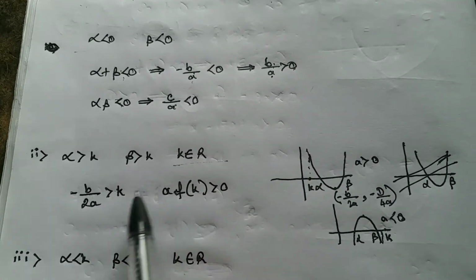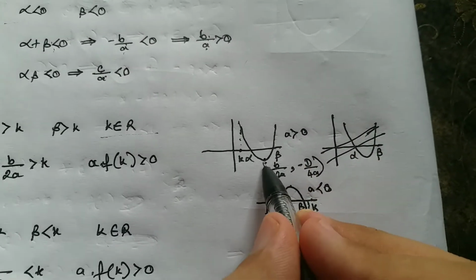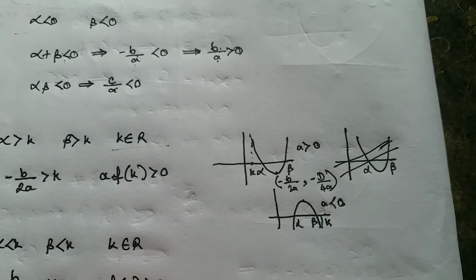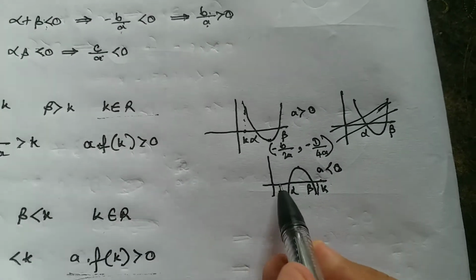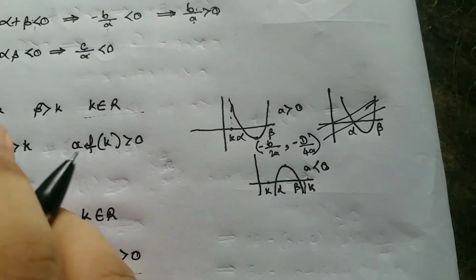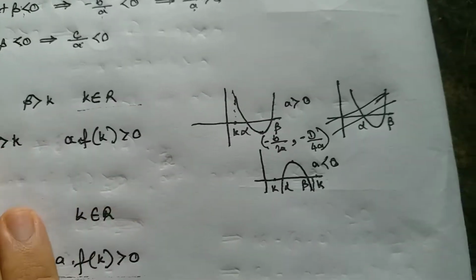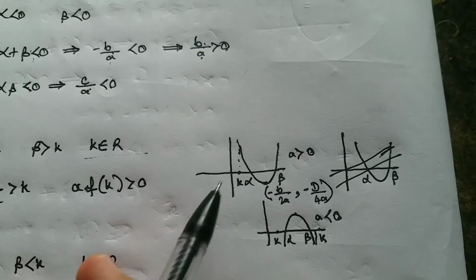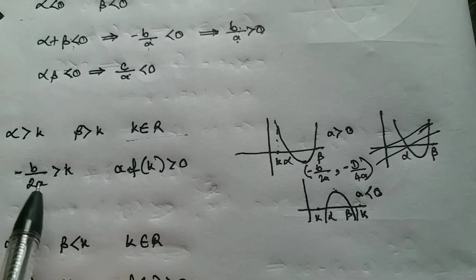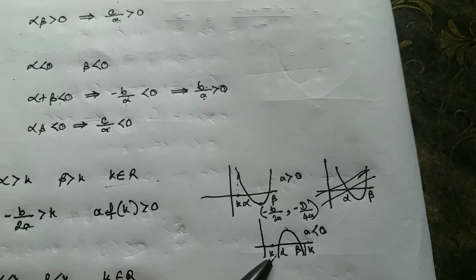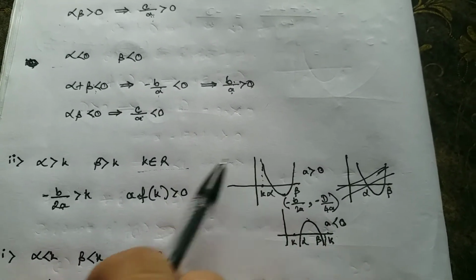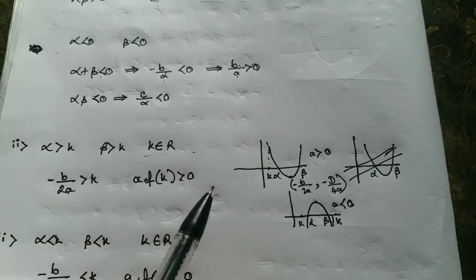That means both roots are greater than a real number. I hope you remember that the vertex of this parabola is (minus b by 2a, minus D by 4a). So you can clearly see that the vertex will always be greater than k, whether a is greater than 0 or a is less than 0. So minus b by 2a is greater than k, and if a is less than 0, f(k) will be negative, and if a is greater than 0, f(k) will be positive. So a and f(k) have the same sign, that means a times f(k) is greater than 0.